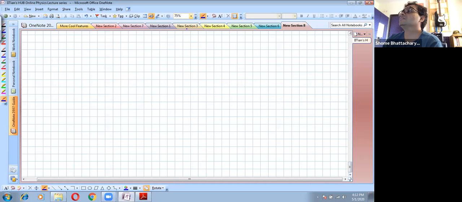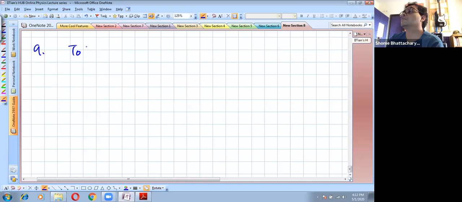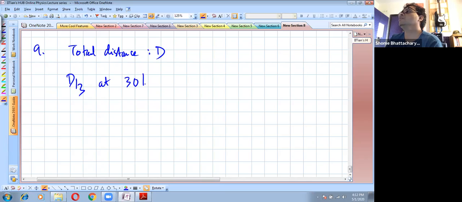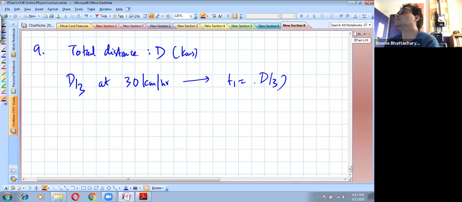So the total distance is D. Then D by 3, he's traveling at 30 kilometers per hour. Okay, so let's assume this is in kilometers. So that time T1 that he takes for that first part of the journey will be D by 3 divided by 30 in hours.